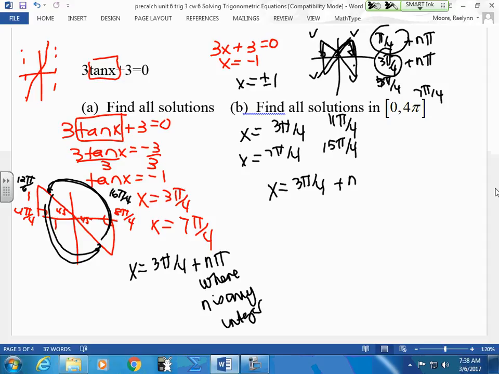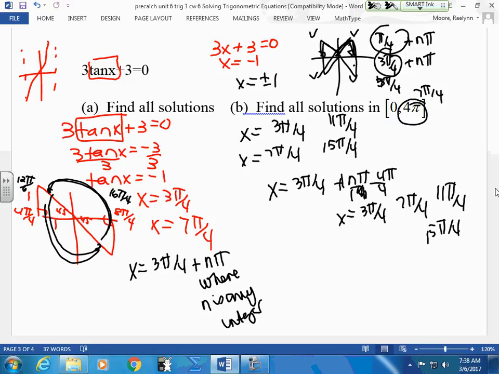Plus n pi. I just have to take this and turn this into, and n pi will be like 1 pi, 1 n pi. So I just have to turn this into fourths. This is a 1, so it just gives me 4 pi over 4. So I can add 4 every time. So I can do this: 3 pi over 4 plus 4 is 7 pi over 4, plus 4 is 11 pi over 4, plus 4 is 15 pi over 4, and I stop.